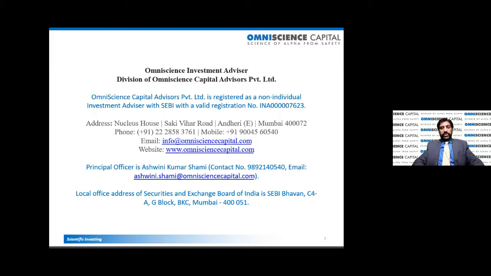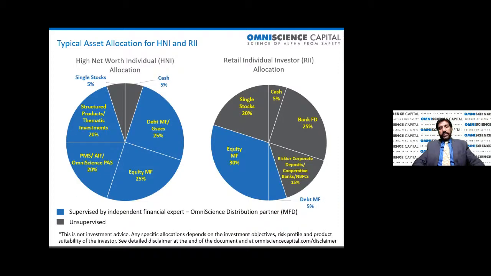These are some registration and contact information. Let me get directly to the problem we are addressing with OmniSign Small Cases. So this is the problem. You can see two pie charts here. One is for a typical HNI and one is for a retail individual investor, RII, right?